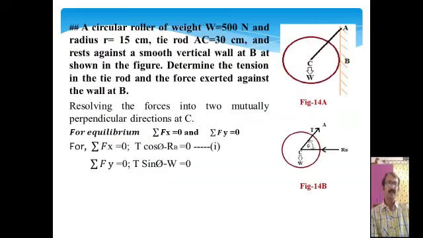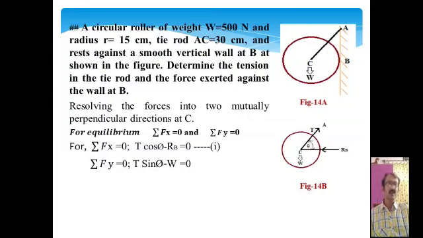Now in this diagram, a circular roller of weight W equal to 500 Newton and radius R equal to 15 centimeter, with tie rod AC equal to 30 centimeter, rests against a smooth vertical wall at B as shown in the figure. Determine the tension in the tie rod and the force exerted against the wall at B. In figure 14a, the circular roller is hanging, its weight is W, B is the contact point, and AC is the tie rod.